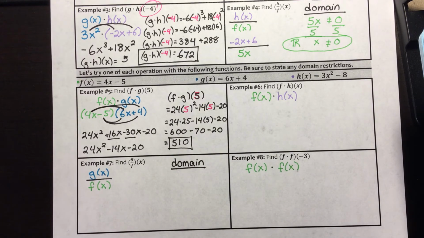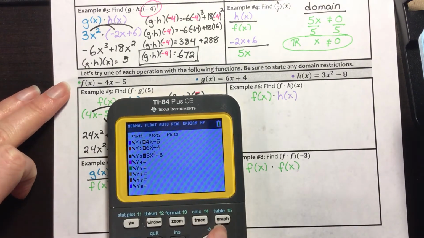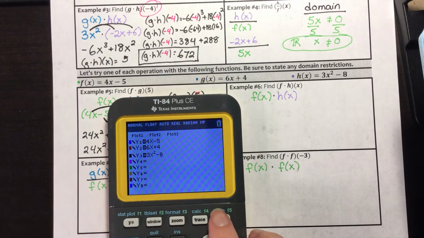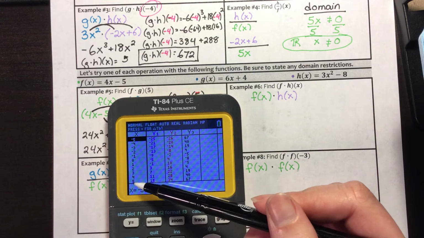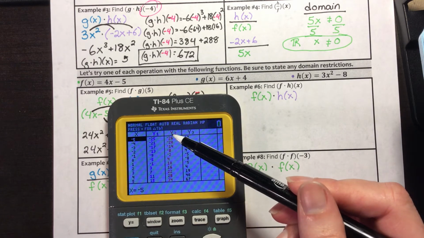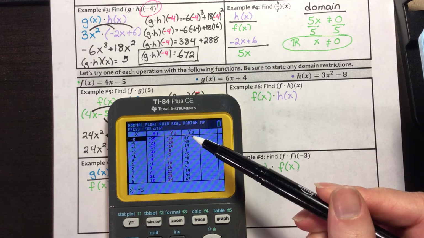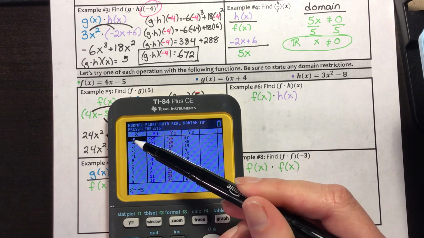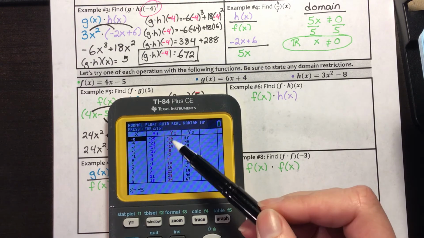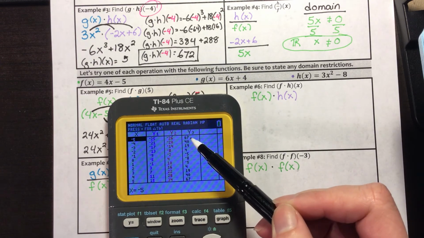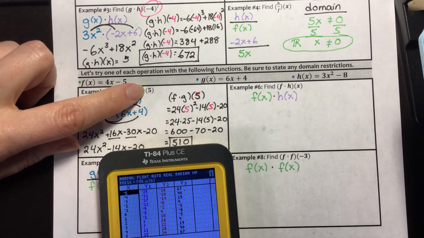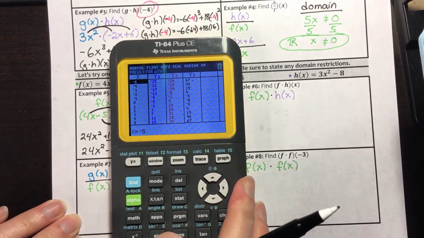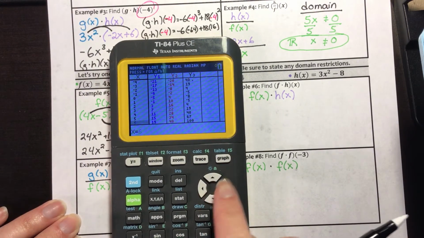I said I was also going to show you how to do that in the graphing calculator. I've got all of my functions plugged in here. I'm going to hit second and then table. These are the x values that got plugged into f of x, g of x, and h of x. Negative 25 is f of negative 5. Negative 26 is g of negative 5, and 67 is h of negative 5. The number that we plugged in was a positive 5, so we're going to look for where x is 5, which is way down here at the bottom.